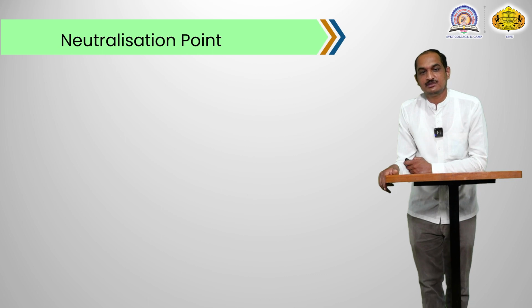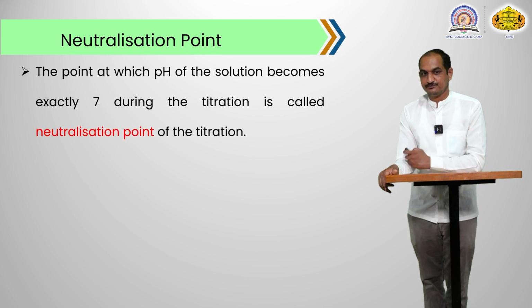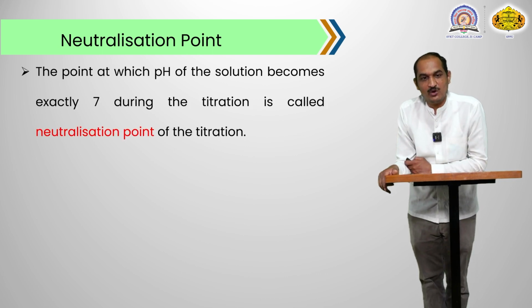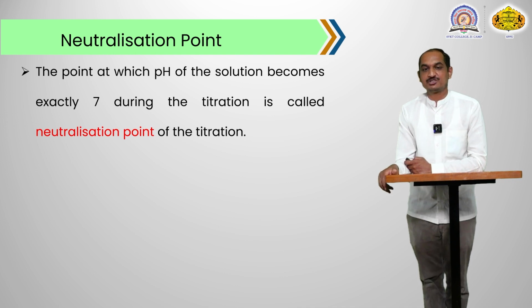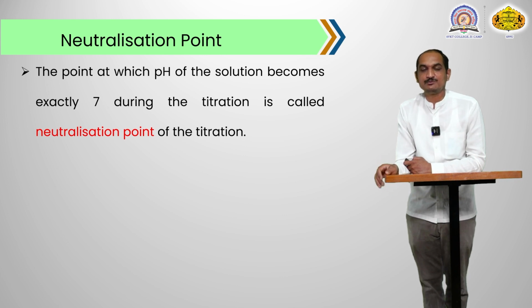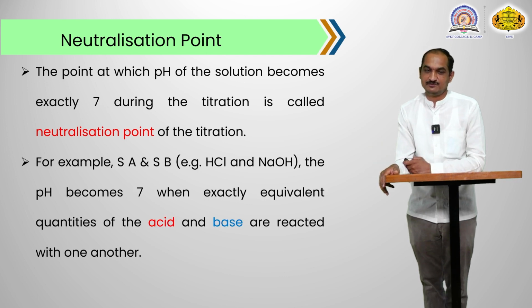Next term is the neutralization point. What is the neutralization point? The point at which the pH of the solution becomes exactly 7 during the titration is called the neutralization point of the titration. It's very simple.